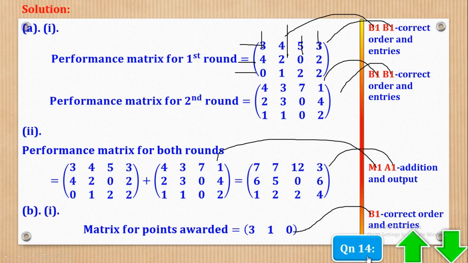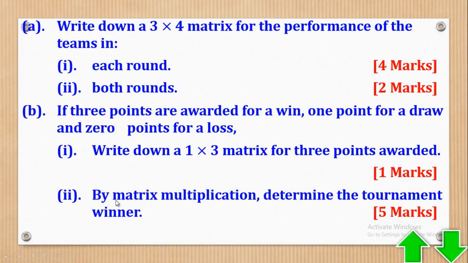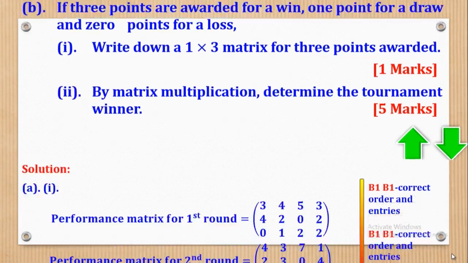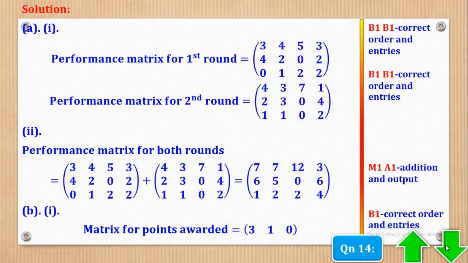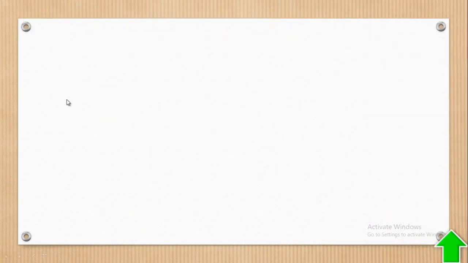So that is B Roman 1. What about Roman 2? So Roman 2 says that by matrix multiplication, determine the tournament winner. So we have to use matrix multiplication.